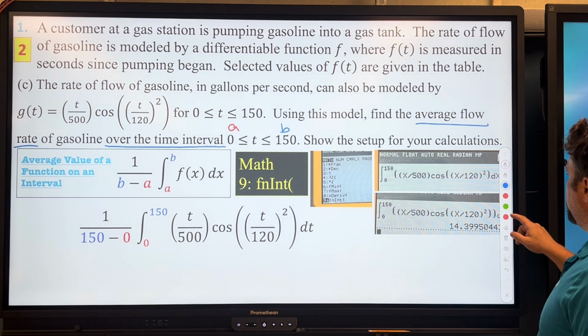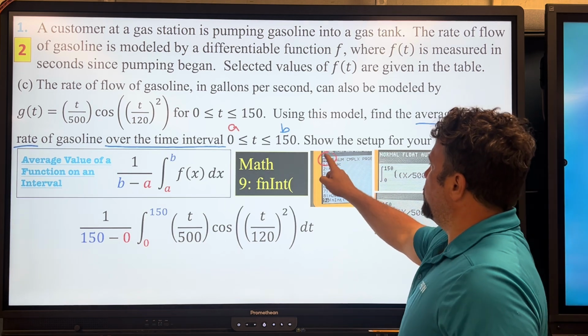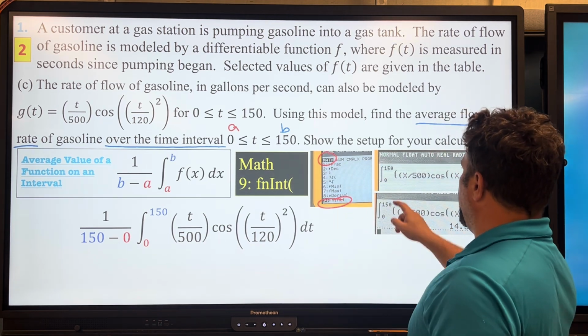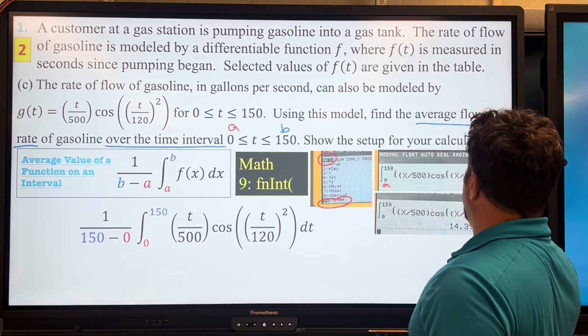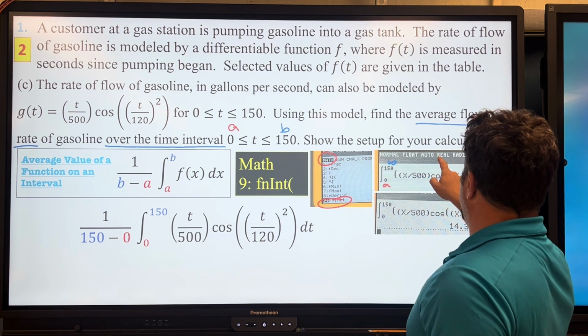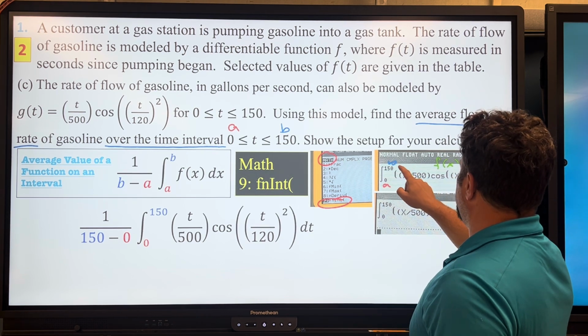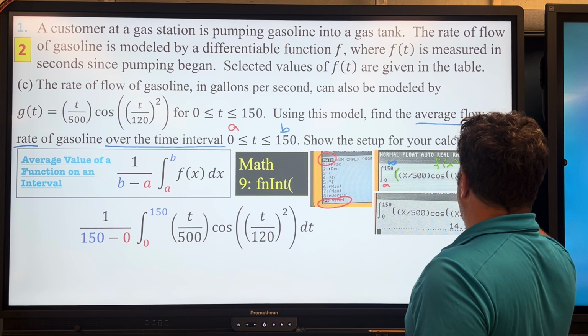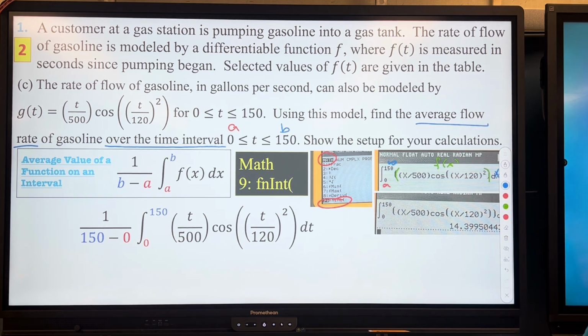So once again, what you do is you hit the math button. You go down to 9. You type in your a, you type in your b. Here you type in your f of x, whatever that is. And then this, you have to make sure you put x. You hit enter, and it does all the work for you.